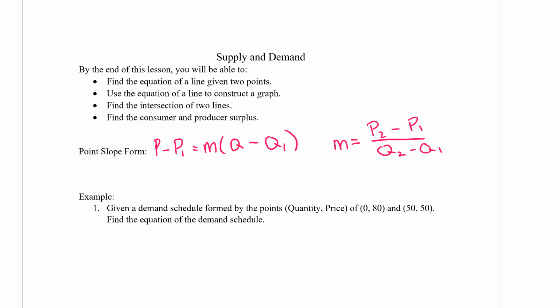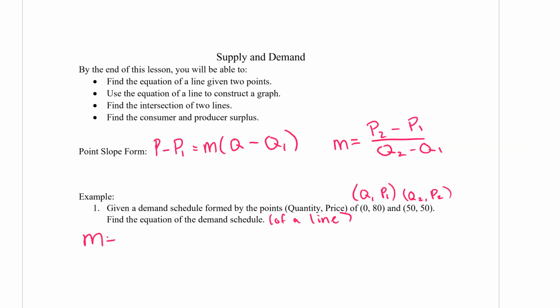So given a demand schedule formed by the points quantity comma price, so our X is the quantity, our Y is the price, we've got the points 0, 80, and 50, 50. Find the equation for the demand schedule. So this means the equation of the line. So we've got the points here, I'm going to call Q1 P1 and Q2 P2. So let's go ahead and use our equations above.